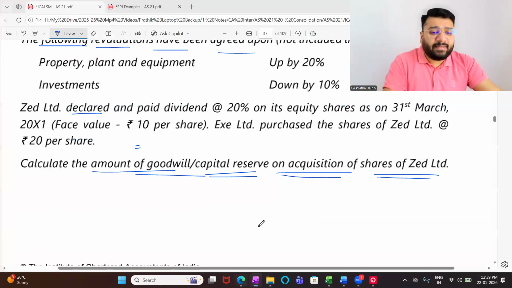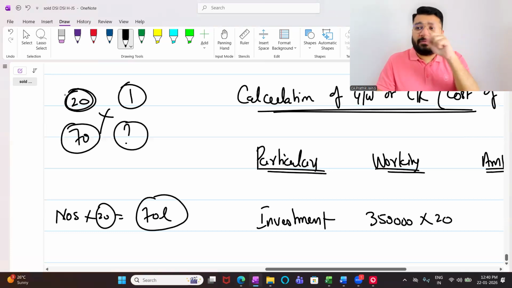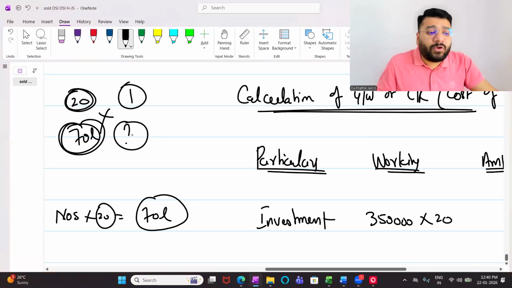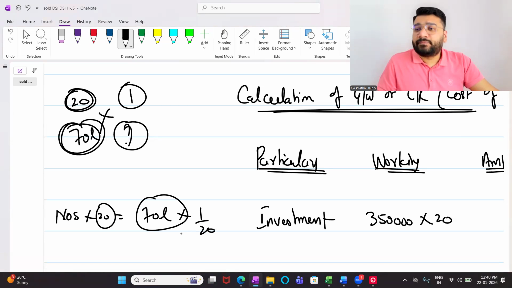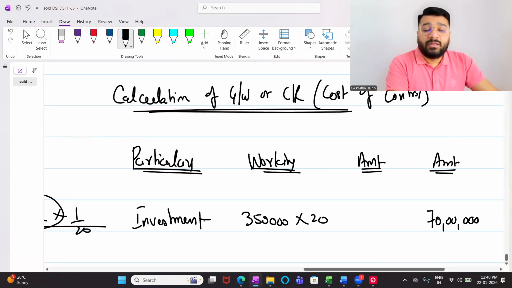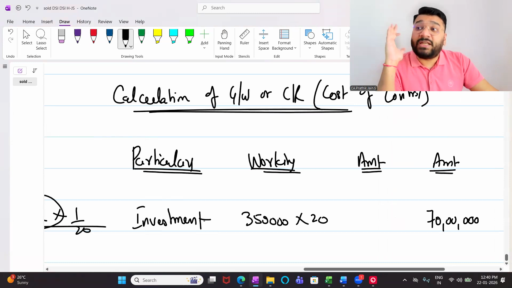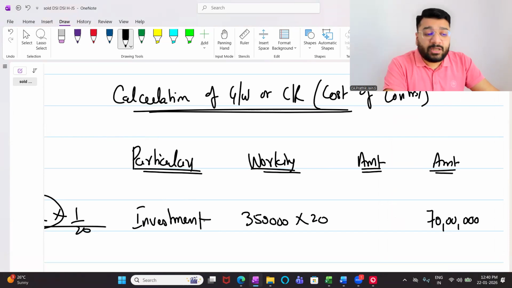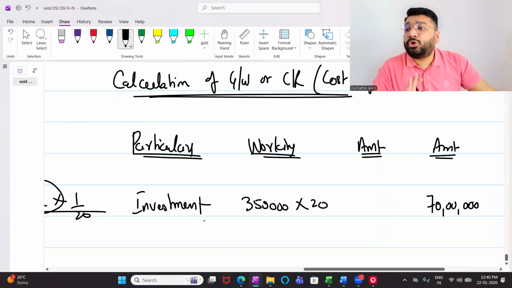The question very clearly said that we have purchased the shares of Z Limited at 20 per share. 20 rupees is the cost of one share. 70 lakh is the cost for how many shares? Cross multiply. You will get 70 lakh into 1 by 20. So basically 70 lakh by 20. So 3,50,000 shares you have purchased in total. How much have you paid per share? 20. So 350 into 20 is how much? 70 lakh rupees. This is the total investment.